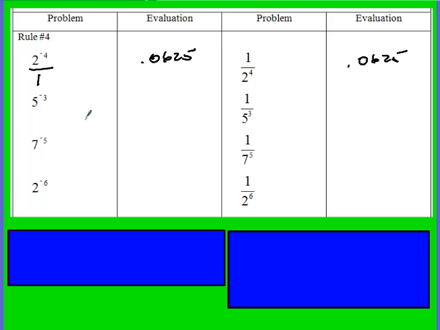Okay? So what I'd like for you to do, I want you to do the next 2 questions real quick and see if each of these do equal out. Do 5 to the negative 3rd, and then 1 over 5 to the 3rd. Do 7 to the negative 5th, and 1 over 7 to the 5th. And see if you still get the same exact thing. And then we'll talk about the rest of this property. So pause the video and answer those 2 questions.